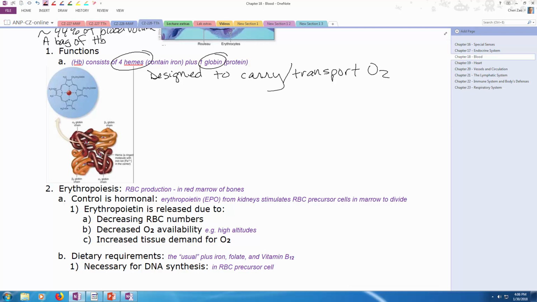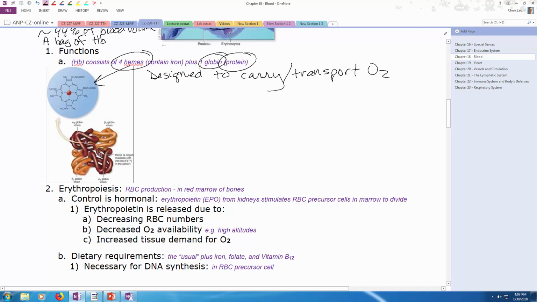Heme is this molecule right here that in the center has iron. So heme of hemoglobin is what has the iron component to it. And then globin is indeed a globular protein. Remember we talked about fibrous proteins and then functional globular proteins. So fibrous proteins are structural proteins, globular proteins are functional proteins.